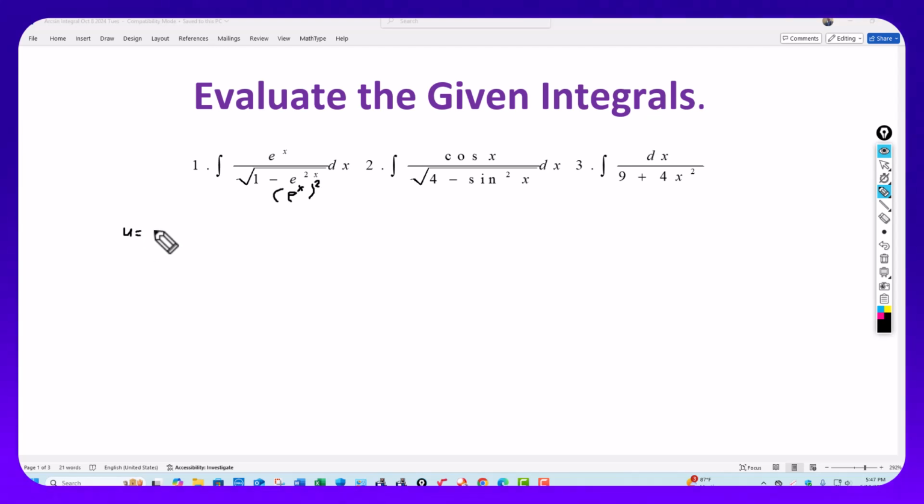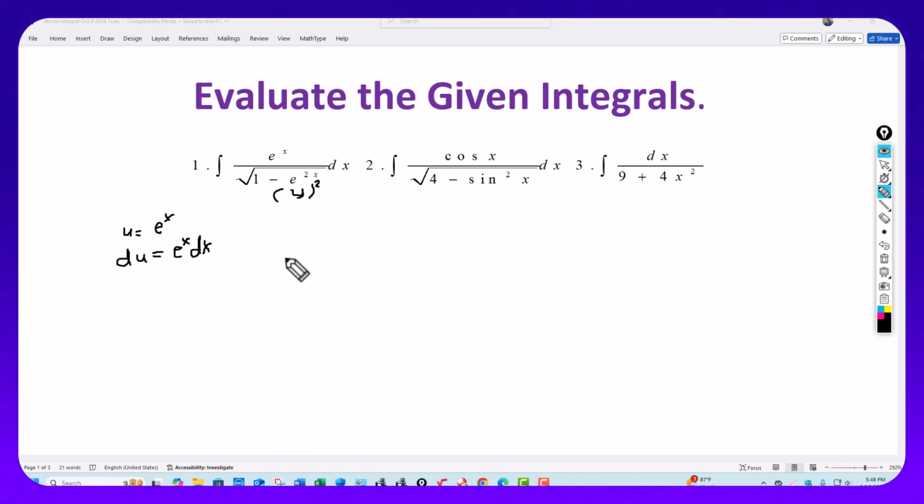So u here, I'll let u equal e to the x. Then du would equal the derivative of e to the x, which of course is always e to the x, unless it has a factor there, like a 2 or 3. Then that value multiplies the exponential. So we got this then. du equals e to the x dx. So that's your du right here.